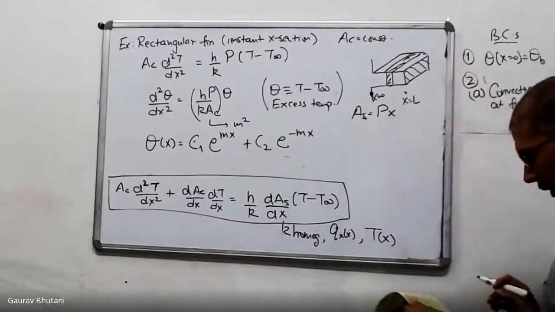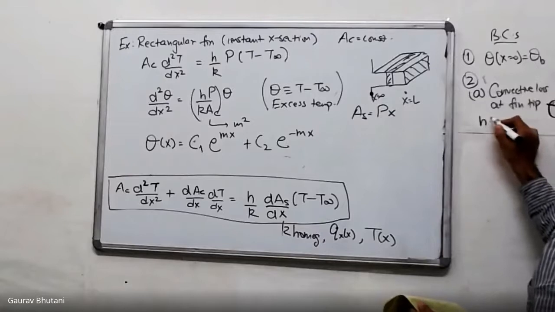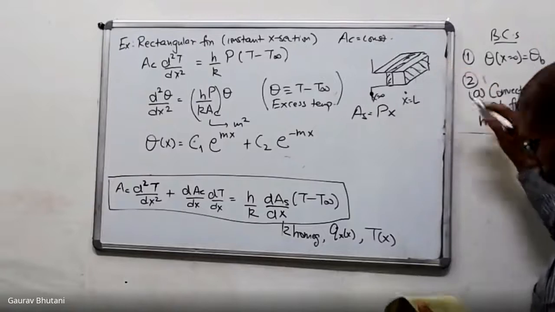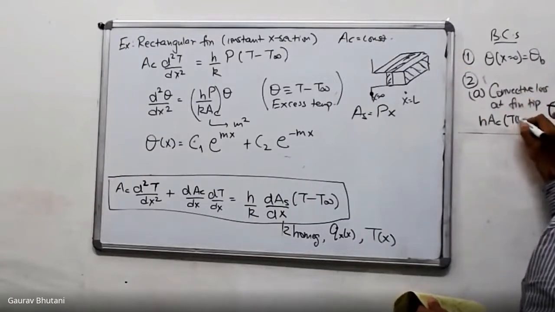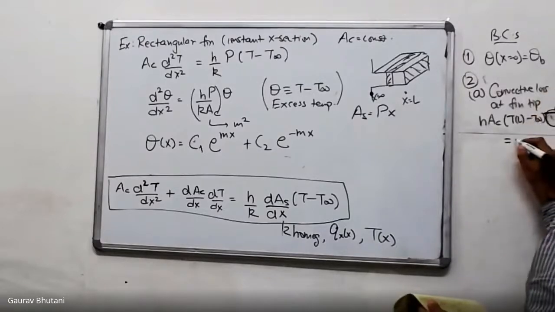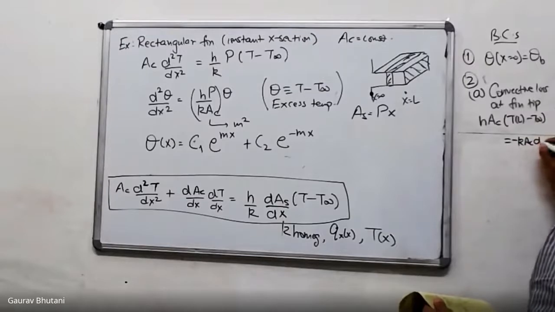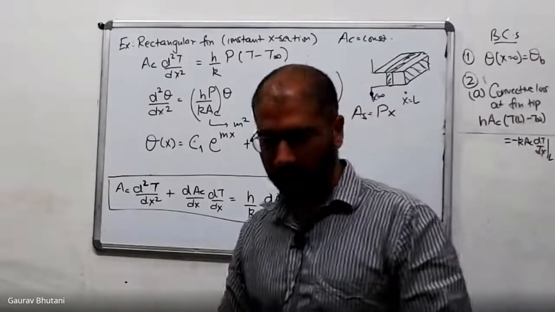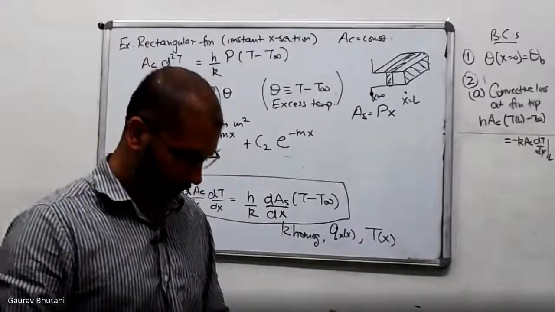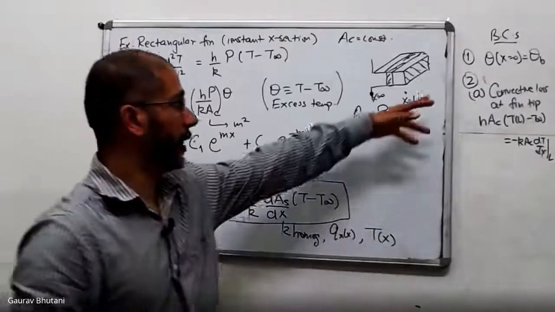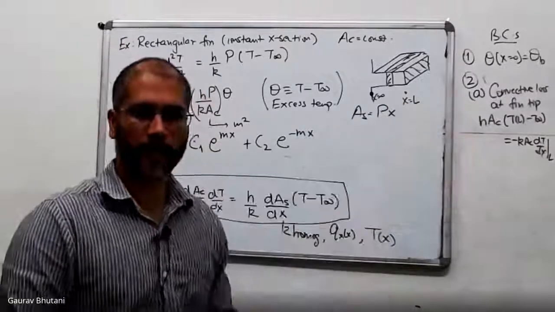So what you get is h times Ac, because this convection loss is happening from the cross section area, times temperature at L minus T infinity, and this is equal to the conduction loss, which is minus k Ac dT by dx at L. So that's one boundary condition that typically is used. It's not that you can choose any one of those for the second case; you choose the one that is applicable.